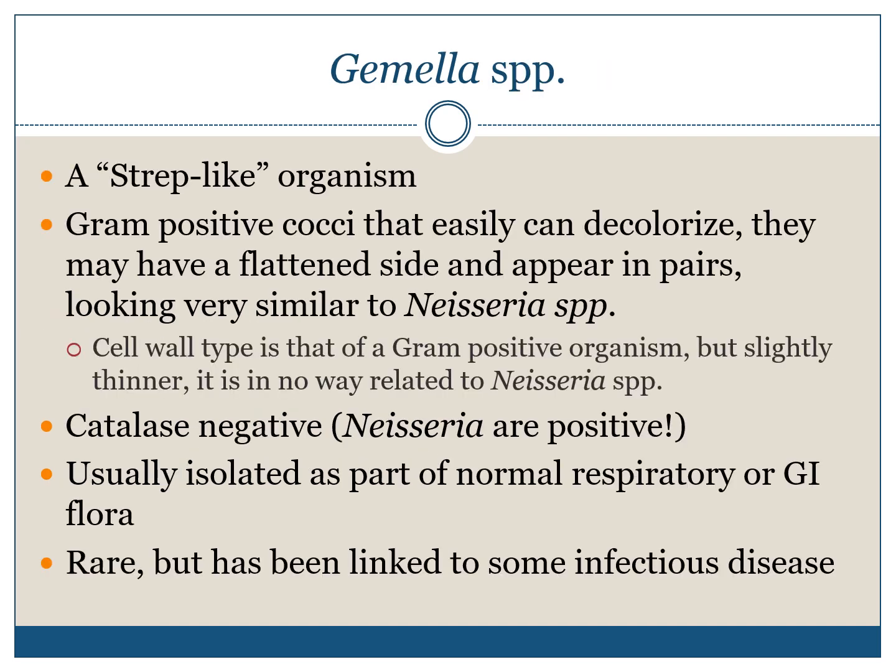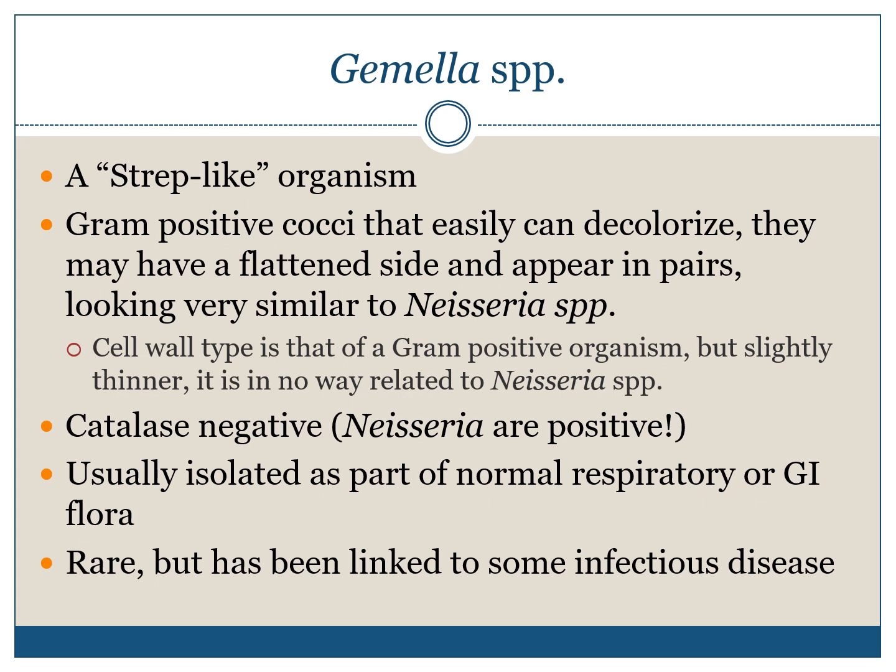Gemella is another aerobic gram-positive cocci, and we do consider it a strep-like organism. They can actually be decolorized very easily, and they may have a flattened side and appear as though they look like a Neisseria species. So you want to be careful when you're staining it that you don't over-decolorize this organism. They're catalase negative, whereas Neisseria are catalase positive, and that's one way you can tell you're dealing with a Gemella and not a Neisseria species.